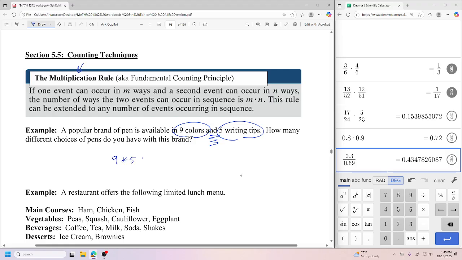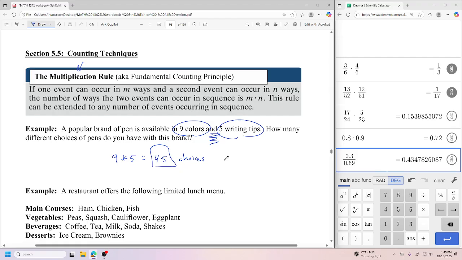Wow! You're right. 45. Different choices, I guess you can say. There you go. 45. See, you like this, don't you? Is this good math? It's easy math. It only gets worse. It's okay.